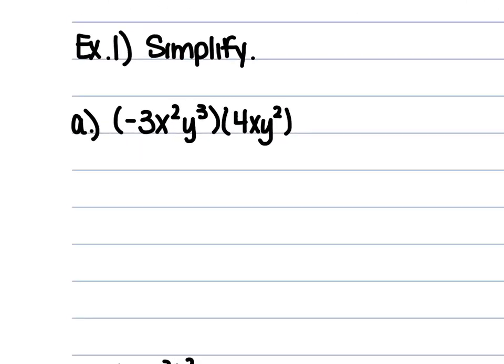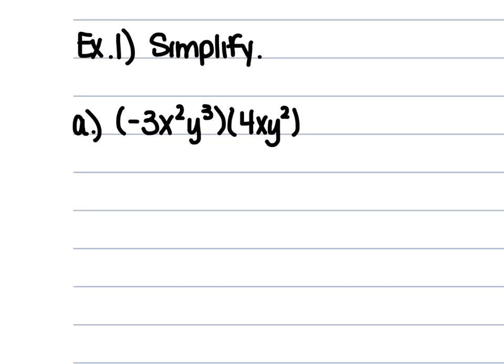If we look at example 1a, we have negative 3x squared y cubed times 4xy squared. If we remember from the section before this, that x has an invisible exponent of 1. So we have to remember that when we're combining those exponents for the variable x. With this, you are going to multiply the 3 and the 4. So the negative 3 times 4 is negative 12.